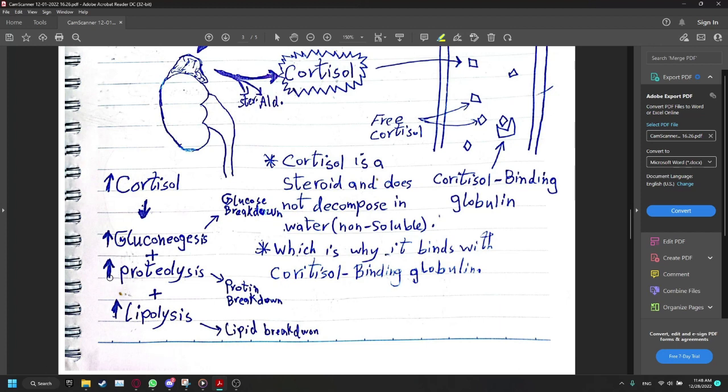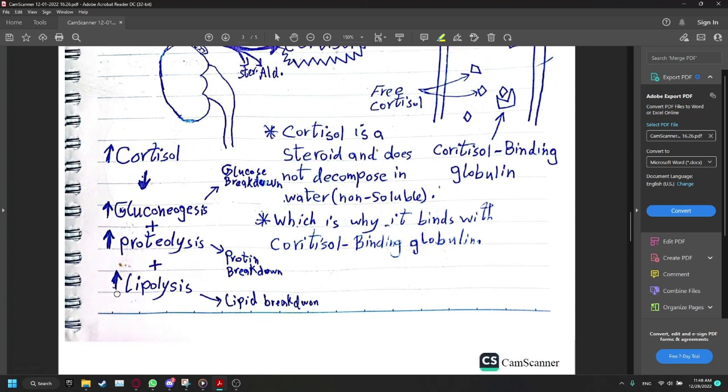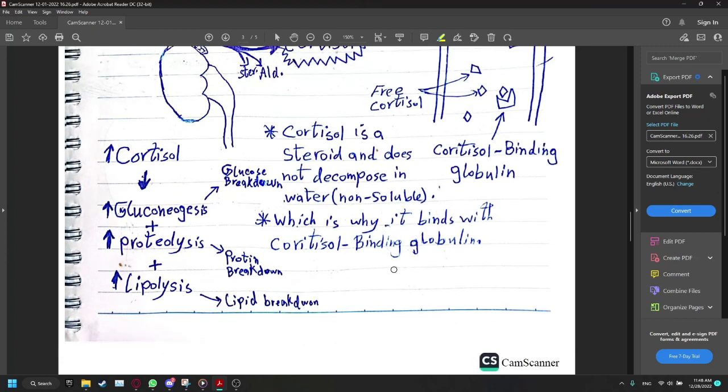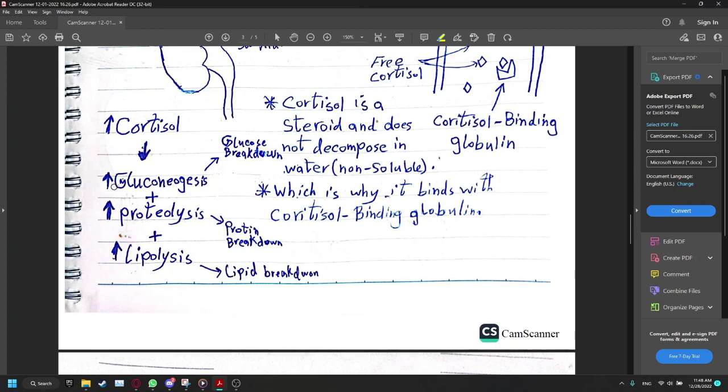It also increases proteolysis, which is basically protein breakdown. It breaks down your muscles, and it increases lipolysis, which is breakdown of fat. So you would have a patient with central obesity but also losing weight in their arms because they're losing muscle mass, and they would present with hypertension.